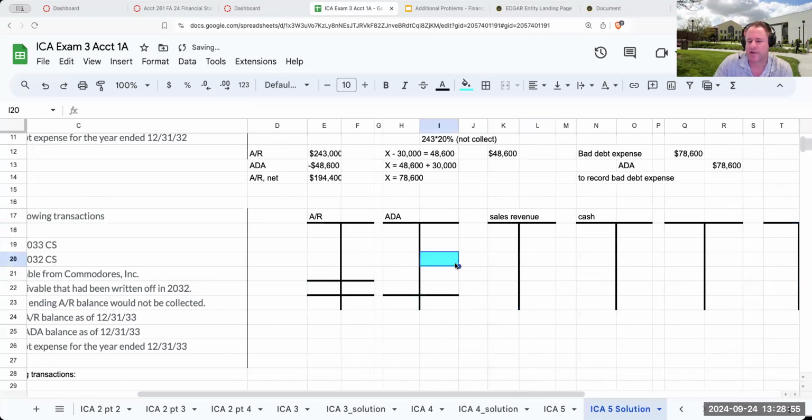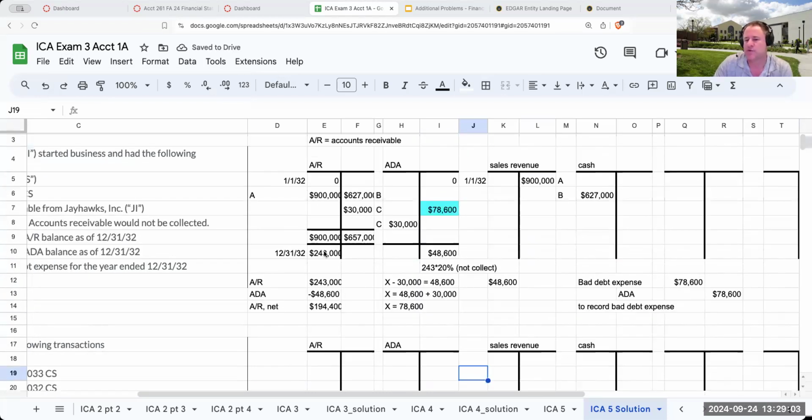So the cash balance, I could come through and carry that forward, although it's not really important. What is going to be more important are these two balances, meaning that my ending accounts receivable balance on 12/31/32 becomes my beginning balance on 1/1/33. My ending balance for the allowance for doubtful accounts of 48,600 becomes my beginning balance as of 1/1/33.